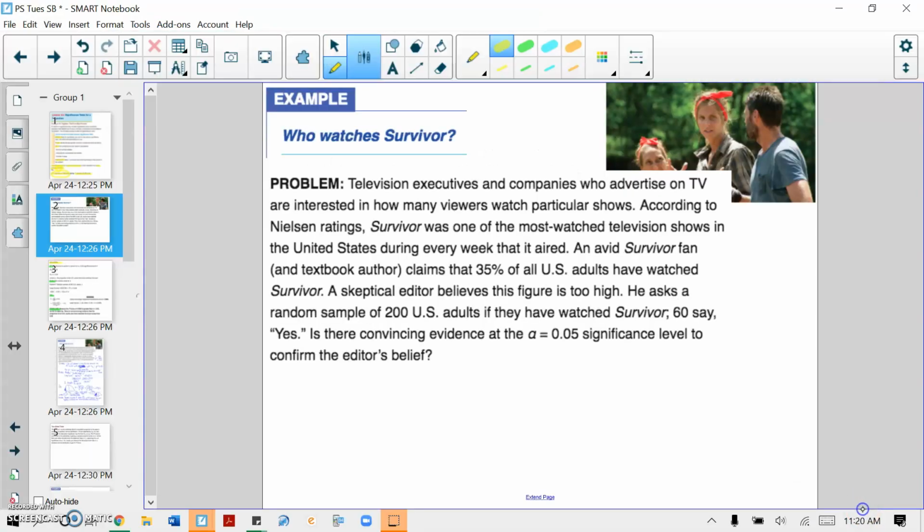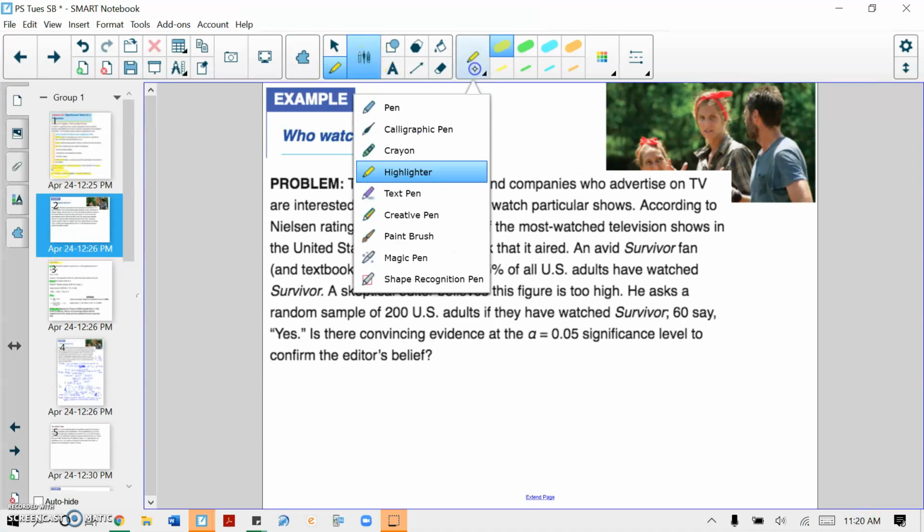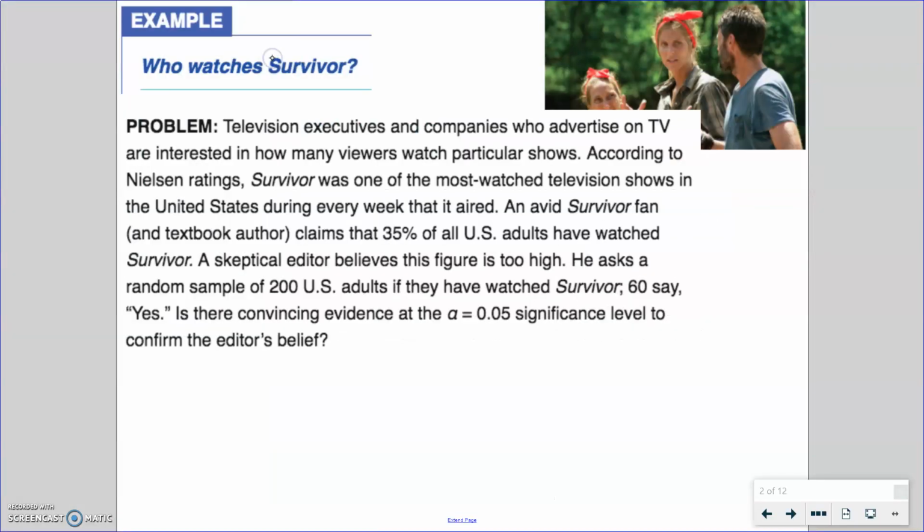Okay, so we got a lot of things going on that we need to unpack before I show you what this would all look like, okay? First thing, here's the claim. That means that's our null, okay? That the proportion of people who watch Survivor is 0.35, okay? Our p hat, okay, is 60 out of 200. So off to the side of my calculator, I'm figuring that out. So p hat is 30%, okay?